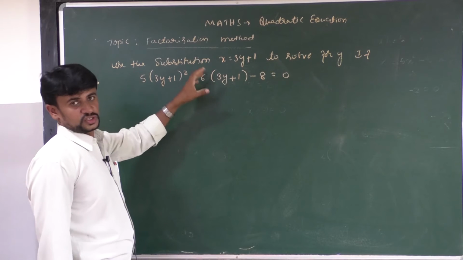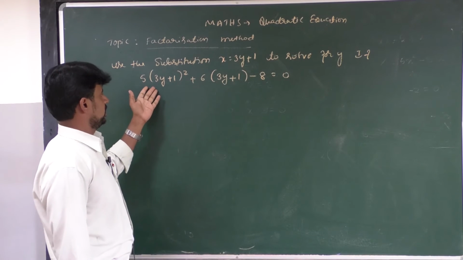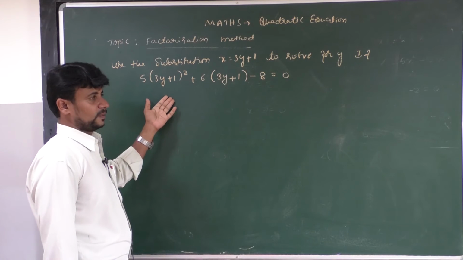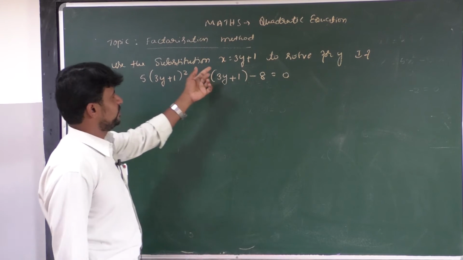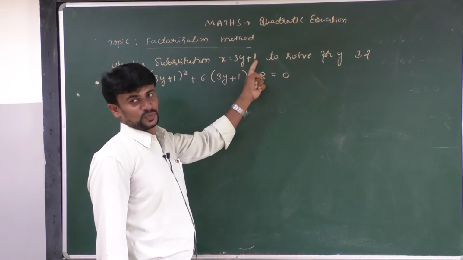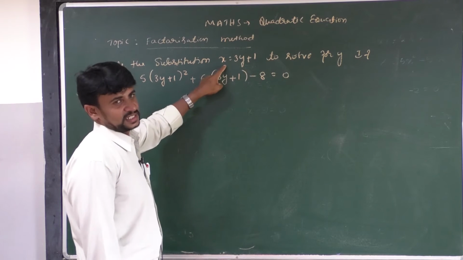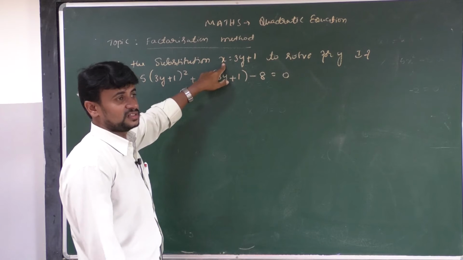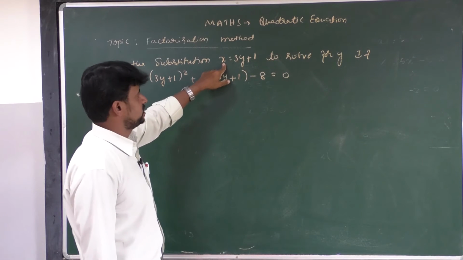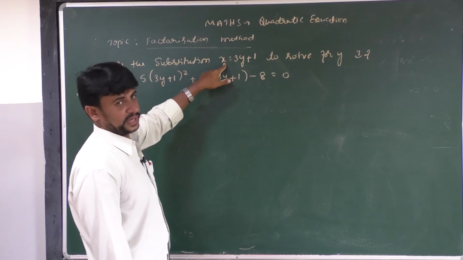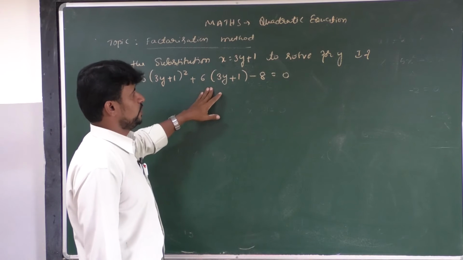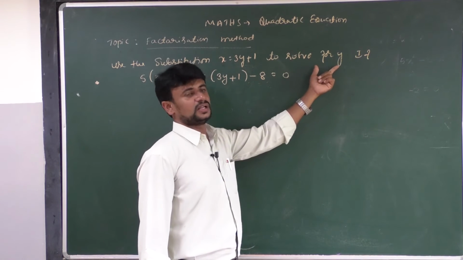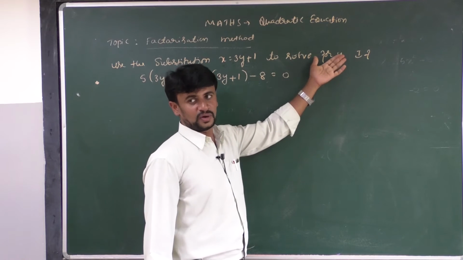If you compare this question to the previous questions, I think this is too difficult to solve. But in the question, it is given that in the place of 3y plus 1, you have to take it as x. That means in the place of 3y plus 1, you have to write x. That is the hint. If you use this value of x in the equation, you can easily find the value of y. These are the steps to follow to find the value of y.